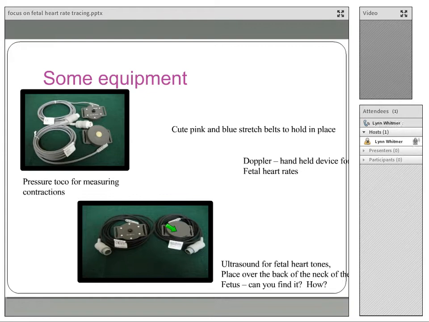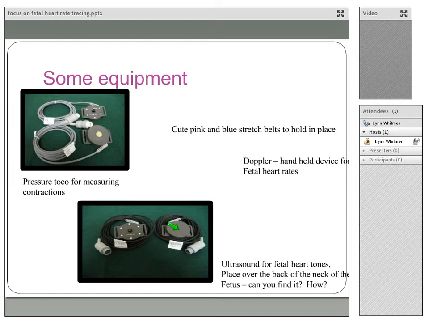You're going to need to do your Leopold's maneuvers initially to identify the position of the baby. The best place to lay this ultrasound device is at the baby's back, or close to the back of the neck, where the chest would be. So you're going to want to find what I call PMI, which is not a proper term in fetal monitoring, but your point of maximum impulse. And so you need to do Leopold's to identify that.